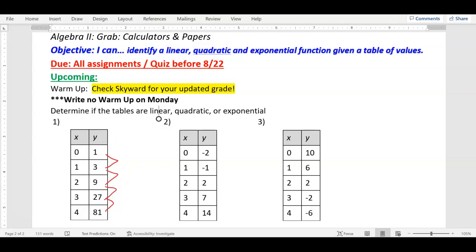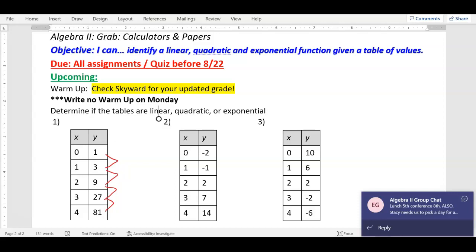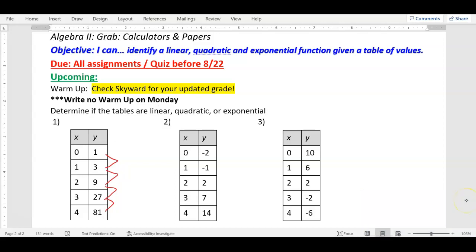So let's do the first one. 3 minus 1 is what? 2. 9 minus 3. 6. Now, I can already tell they're not the same, so I can already tell it's not linear, but let's keep going. 27 minus 9, 18. 81 minus 27. Whew. 54. Okay, so we can tell because the common first difference is not the same, that it's not linear.